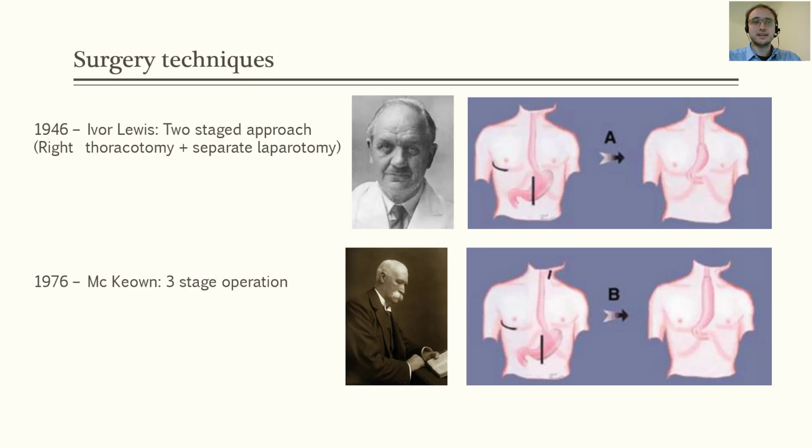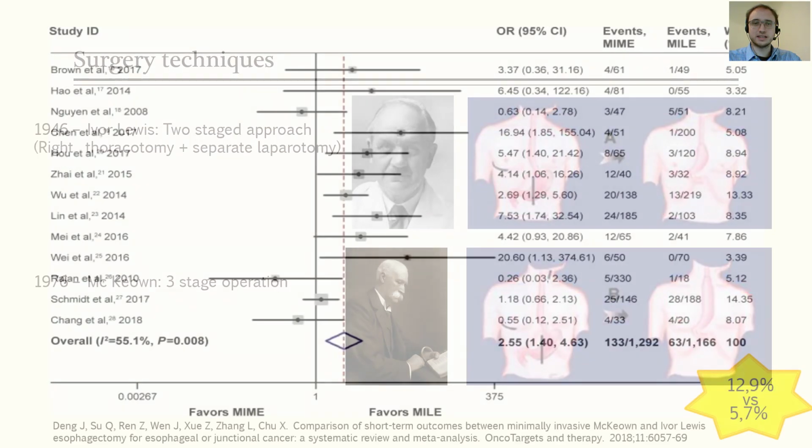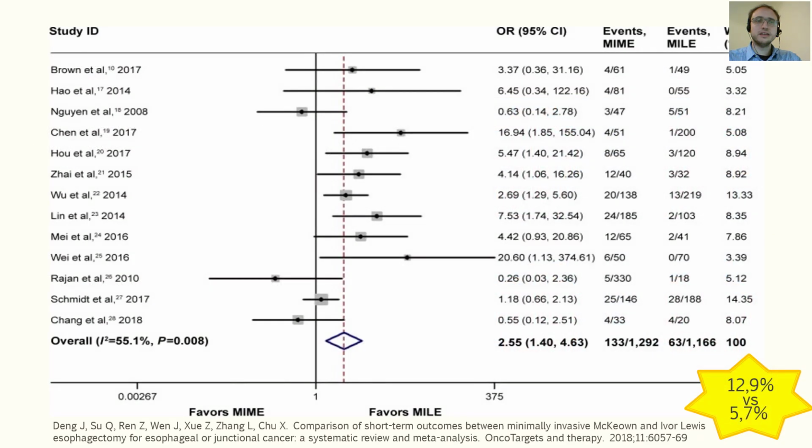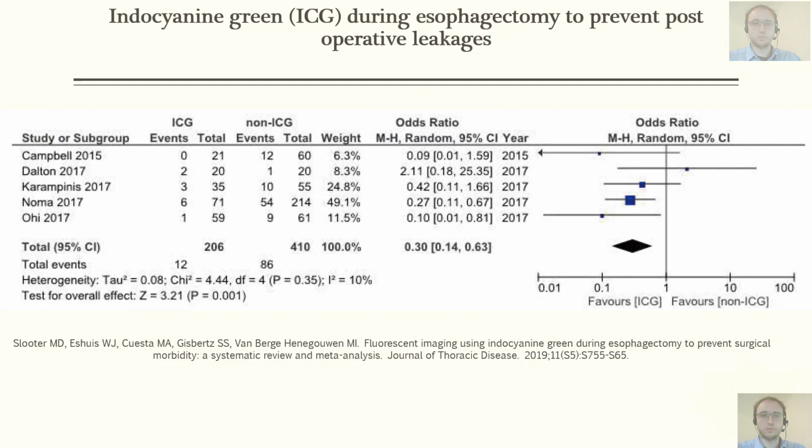In the first case, the anastomosis is intrathoracic. In the second case, we perform a cervical esophageal anastomosis. In this meta-analysis of 13 studies, including more than 2,400 patients, is reported a significant difference of rates of anastomotic leaks of about 13% when performing cervical anastomosis and only 6% when performing intrathoracic anastomosis.